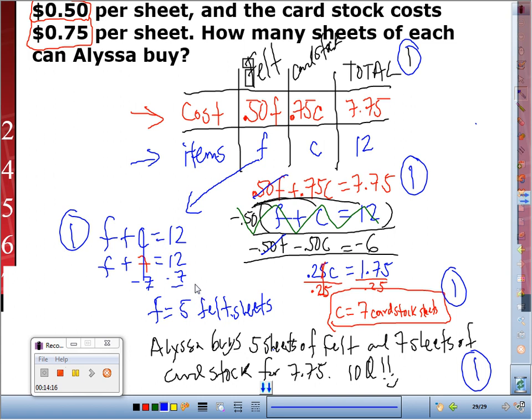But if we were really wanting to check, what is F? 5. What is C? 7. 7 plus 5 is 12. And if we were to substitute those in here, will that give me a total of 775? Yes. Okay. Copy this next one down, please.